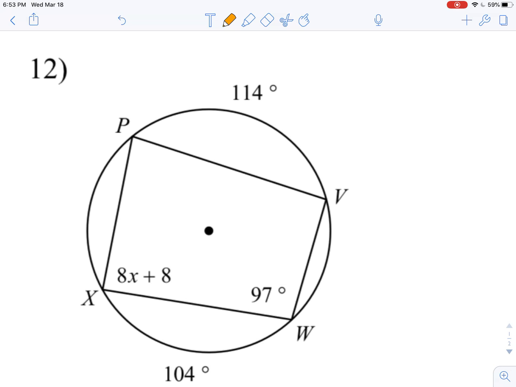And this is a more difficult one, so let's start with what we know. So what do we know here? What are some numbers that we're given?